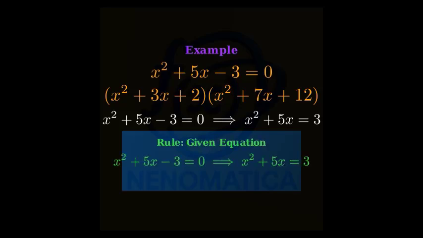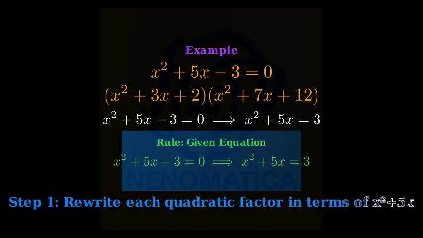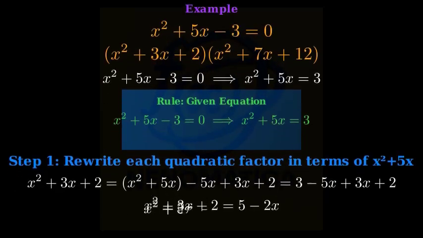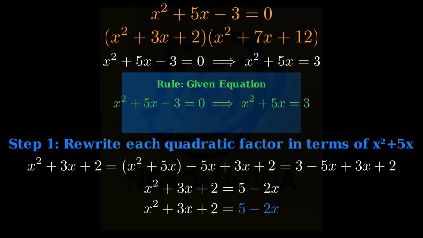Let's start with the first step. We'll rewrite each quadratic factor in terms of x squared plus 5x. For the first factor, x squared plus 3x plus 2, we'll substitute x squared as x squared plus 5x minus 5x, which equals 3 minus 5x. So, x squared plus 3x plus 2 becomes 3 minus 5x plus 3x plus 2, which simplifies to 5 minus 2x.